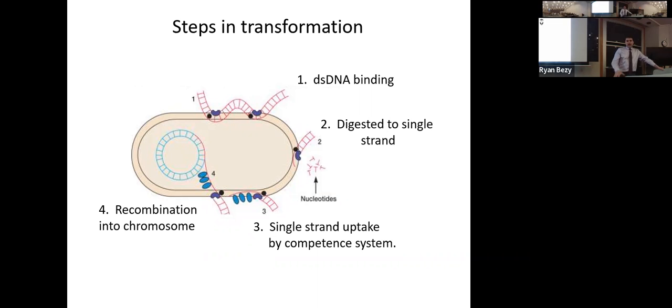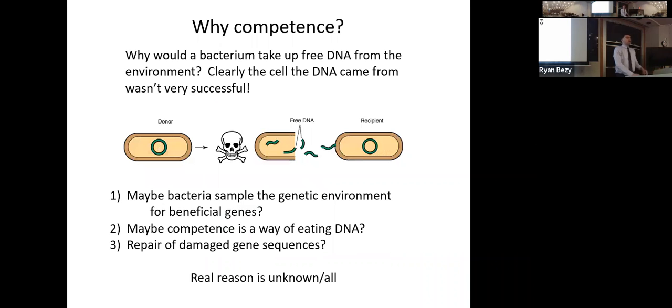Now, why do this? Why do they want to pick up genes? Well, there are a few different reasons. Again, think about this though. The DNA fragments were free floating. That means the donor cell died, broke open, and then it's got DNA from a dead cell. So why would a bacteria want to take up DNA from a dead cell? That dead donor cell wasn't very successful. It died.